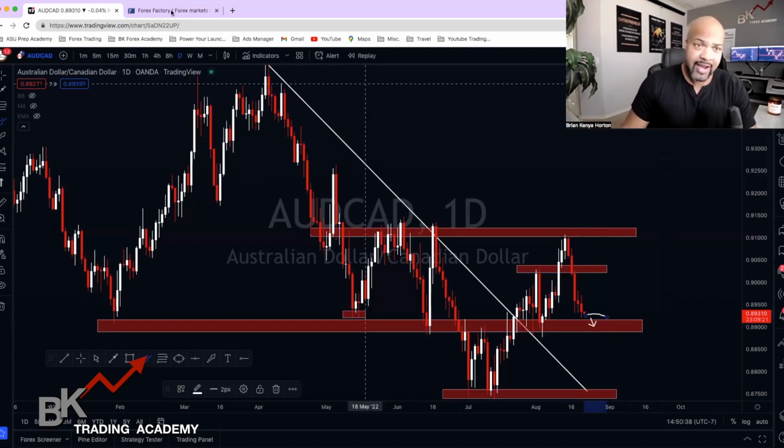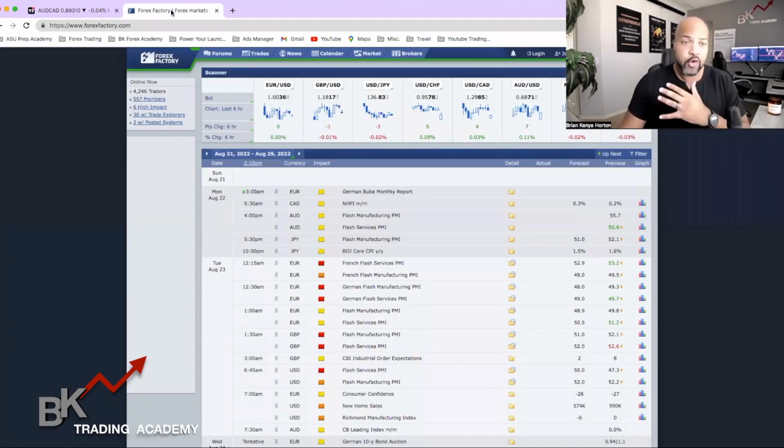Now, another thing you want to do before you enter, and I've already looked at this, is go to forexfactory.com or anywhere you can find your currency news. As of Monday, August 22nd, I'm looking for any red or orange folder with the Australian dollar stamped on it or the Canadian dollar. I have the Australian dollar right here multiple times, but it's low impact. Yellow is low impact, meaning it doesn't quite affect the currency that badly. For the Canadian, it's also yellow.